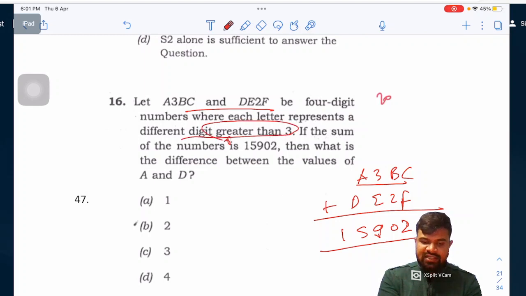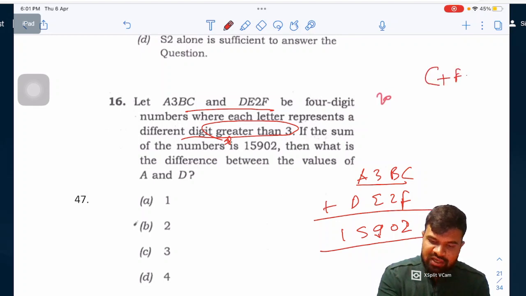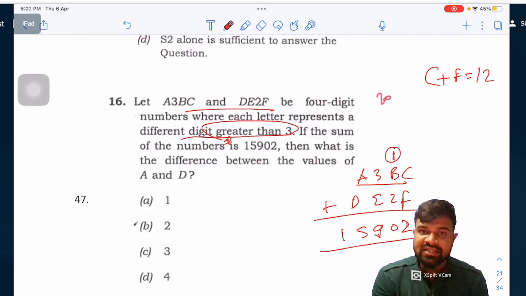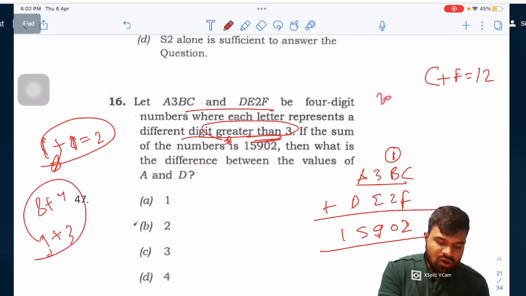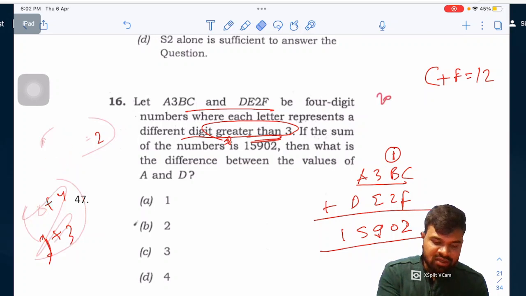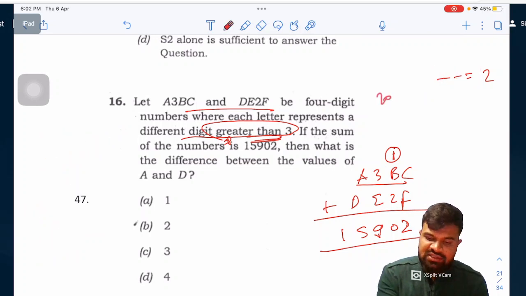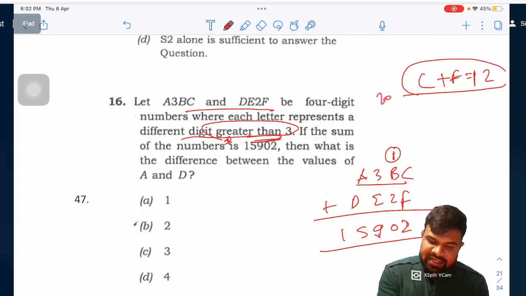The digits are greater than three. So if C plus F is giving us last digit 2, that means C plus F is not 2, it is 12, and there is a carry here, because the numbers are greater than three. C and F cannot be 1 plus 1 equals 2. If the numbers are greater than 3, then it can be 8 plus 4, or 9 plus 3, or any case, but they are giving us a sum of 12 and not 2, and a carry will be there on B.